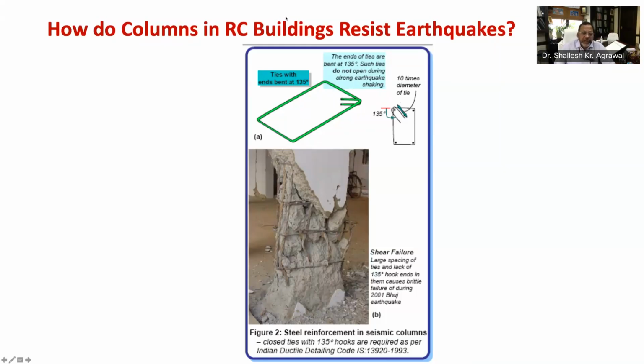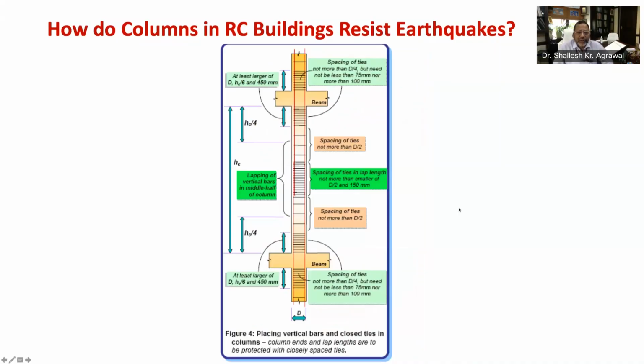A typical shear failure due to lack of 135-degree hooks and large spacing of ties is shown in this figure 2b during Bhuj earthquake of 2001. Now let's look at the provisions of IS 13920 for earthquake resistant columns through this figure. As you can see in this figure, closely spaced ties must be provided at two ends of the column over a length not less than larger dimension of column or 1/6 of column height or 400 mm as shown in this figure.